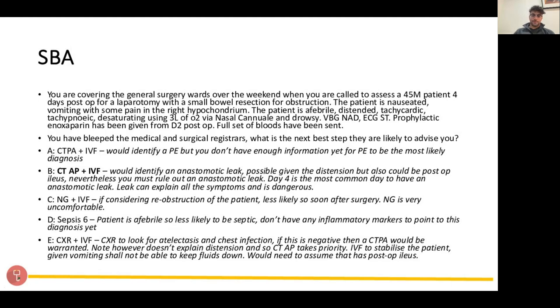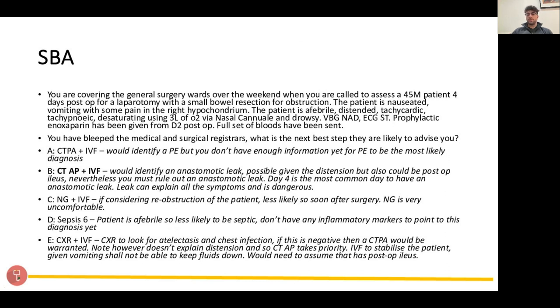Now, furthermore, let's work through the other options. A CTPA would identify a PE. You don't have enough information yet for a PE to be the most likely diagnosis. If you remember your PE Wells score, there are 4 points given for PE being the number one diagnosis, and there are other things that could be causing this. PE is possible, given that this patient is post-op, but it's made less likely by the fact that he's already been given prophylactic enoxaparin.